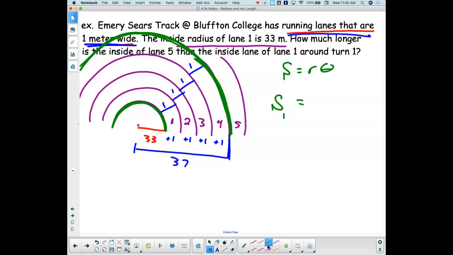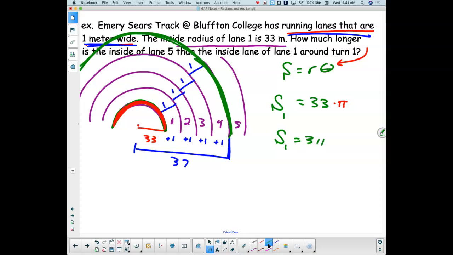Lane 1, so I'm going to say S sub 1. Radius, we just found 33. Theta. What kind of angle do we have here? How big is that? That's a semicircle, 180 degrees. That's correct, but this thing needs to be in what when you talk about theta? It's got to be in radians. So 180 degrees is pi radians. So 33 times pi. Hey, I can do that.